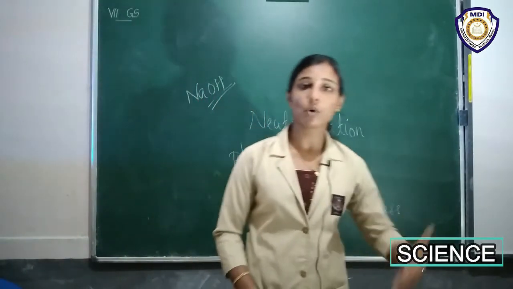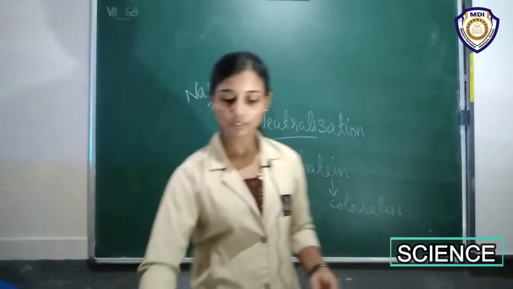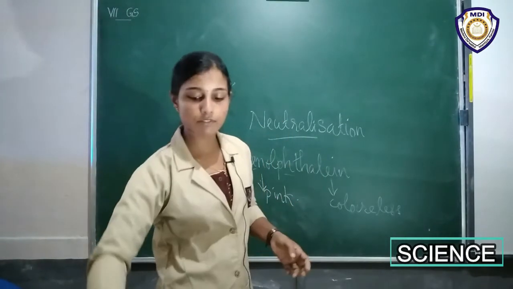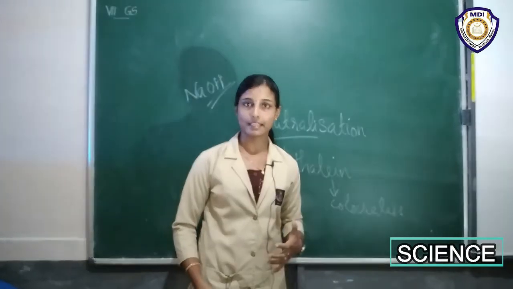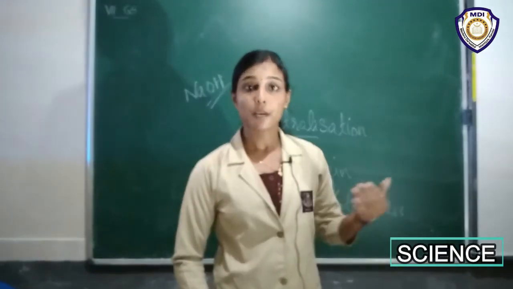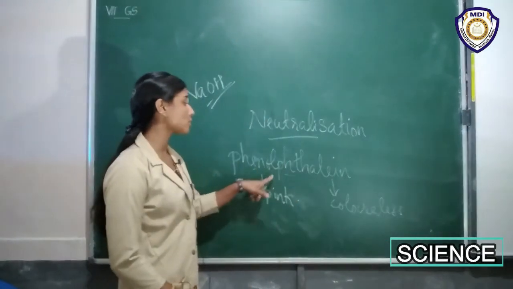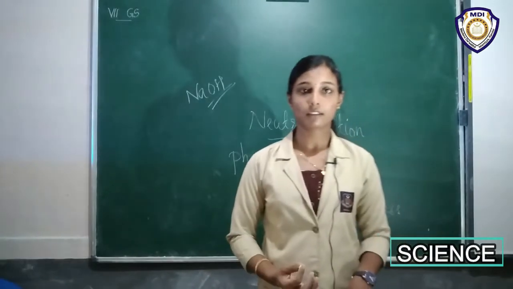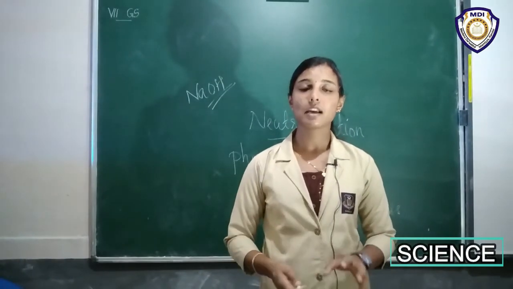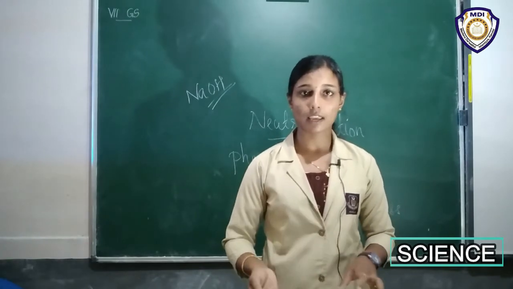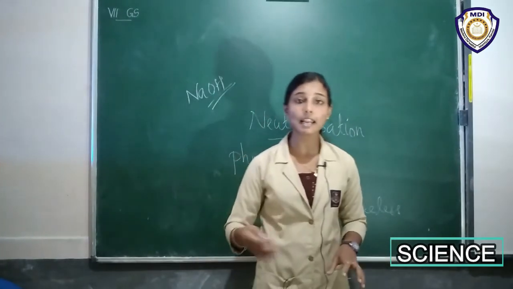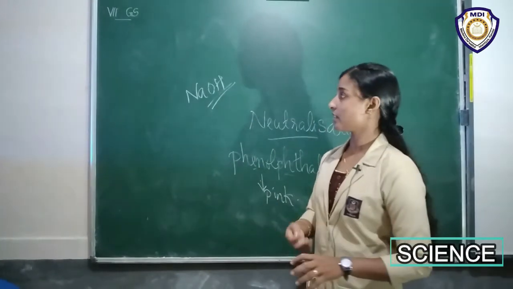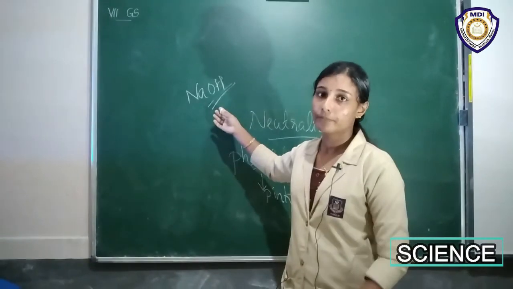And if we add more NaOH, more than this amount, what happens? The solution will become basic, right? In basic solution, phenolphthalein shows a pink color, so that solution will become pink. That means now the solution becomes basic in nature. So when the pink color appears, we can infer that the solution has become basic.